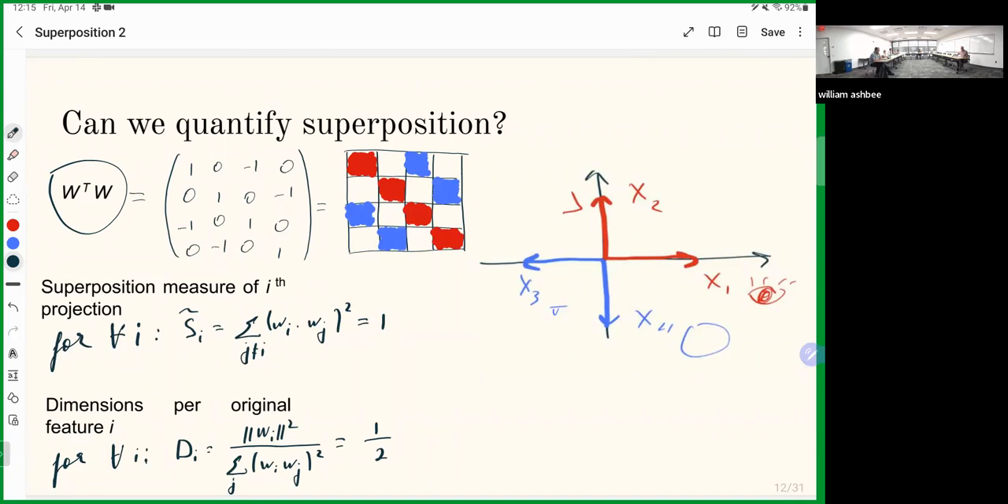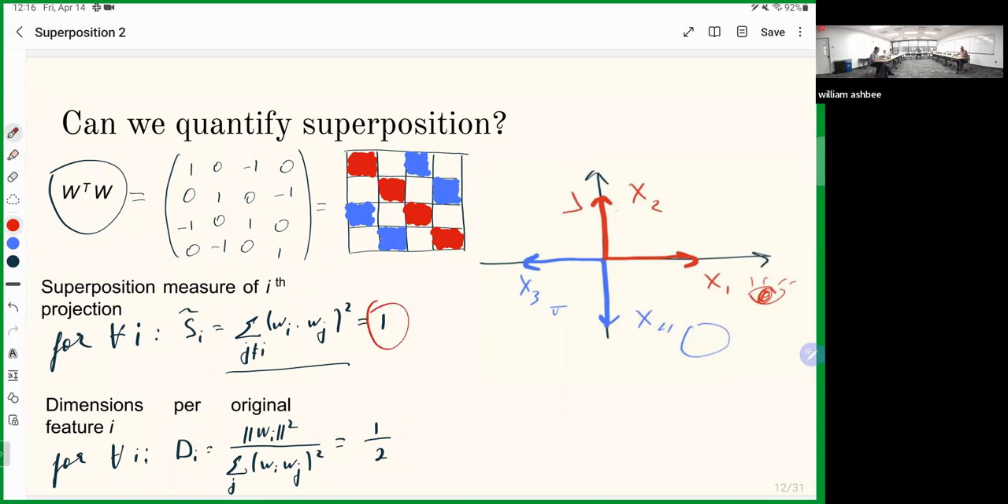As for other measures, you can see that a measure of superposition, the sum of the products for each feature, is 1, and dimensions per original feature is 1/2. 1, just half. Okay. What does it mean? From this picture, we can see what this 1 means.